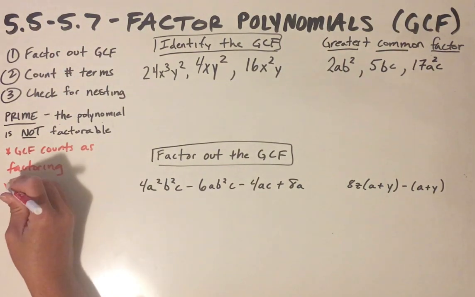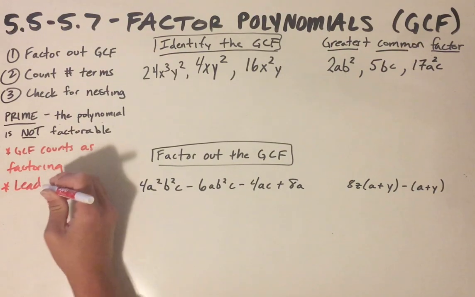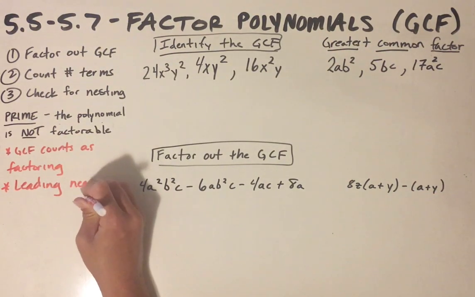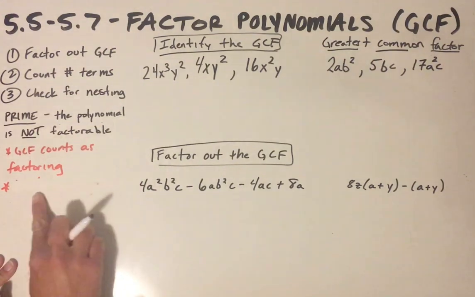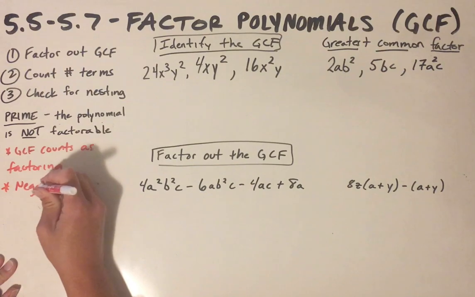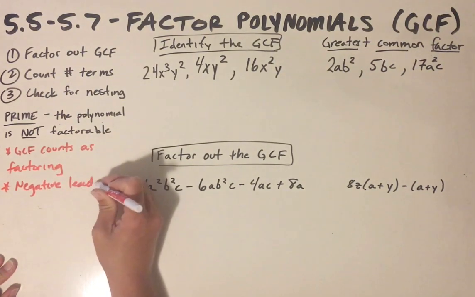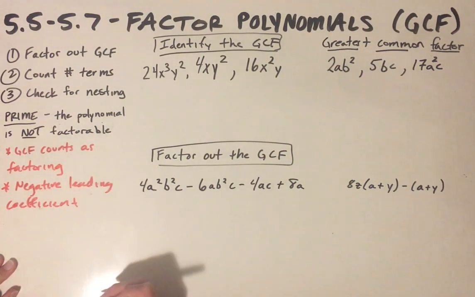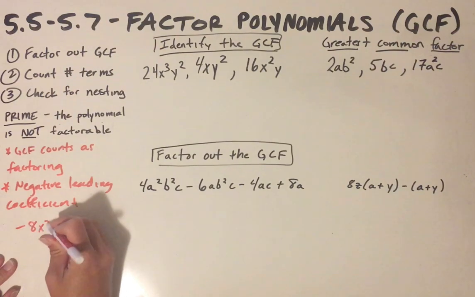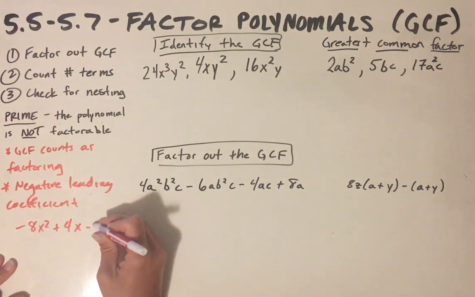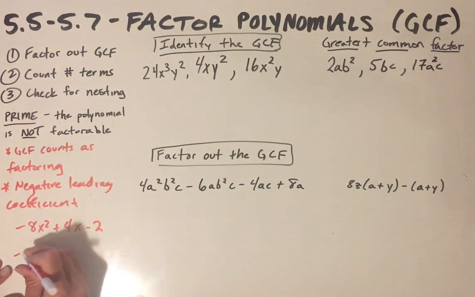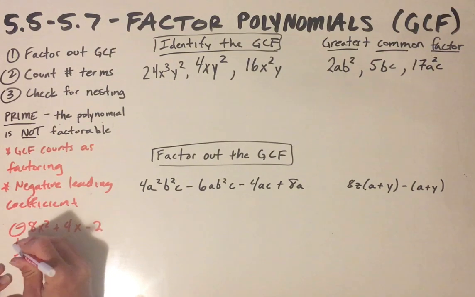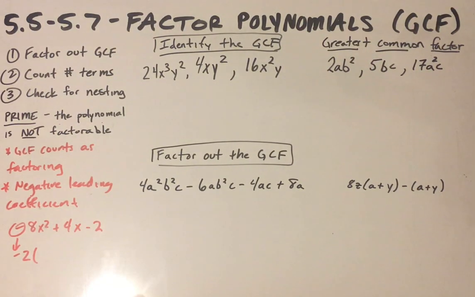So you can't say that a polynomial that has a GCF is not factorable. Another thing you want to remember is that if you have a negative leading coefficient, then you need to factor out a negative. So what would that look like? Well, if I had like a negative 8x squared plus a 4x minus 2, then I would say the GCF is 2, but I'd factor out a negative because the first, or the largest exponent term is negative. Okay, so that's what I mean by a negative leading coefficient.